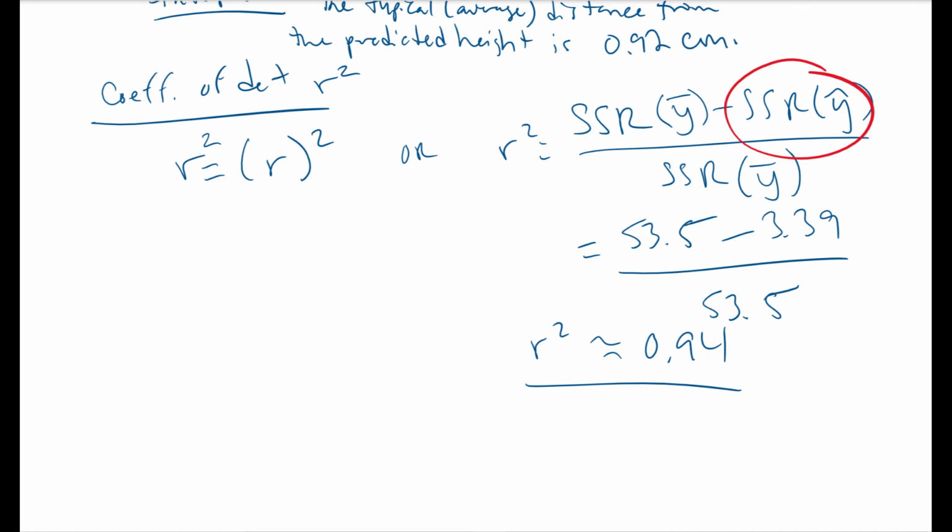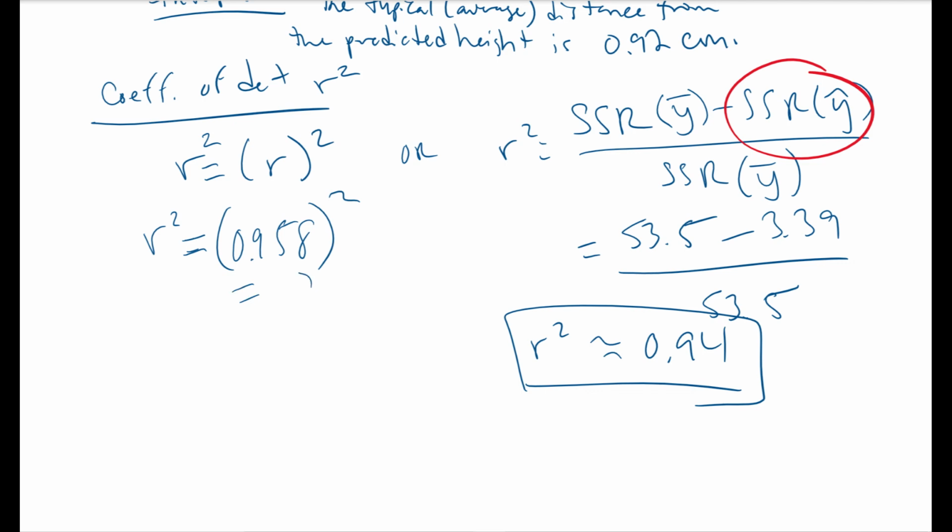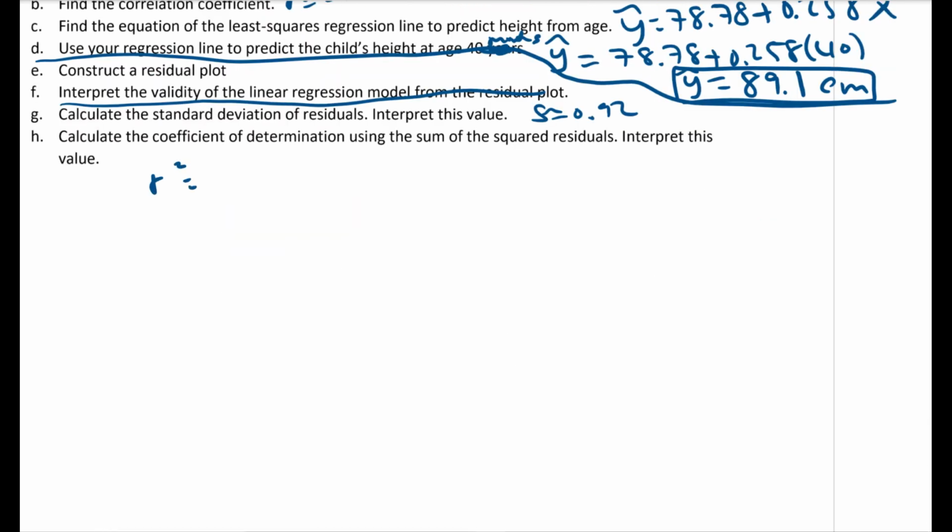Now this is our answer, but we can double check it, right? The r that we got earlier was 0.958, and if we square that, we get about the same result. So we get about 0.94. If you compare those two values, they should be the same, or approximately so. All right, so that's how you calculate r squared. That's a pretty good value.